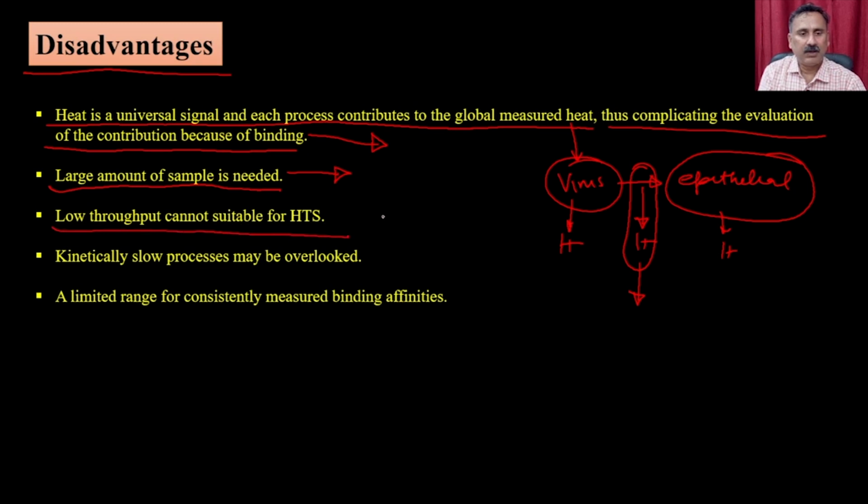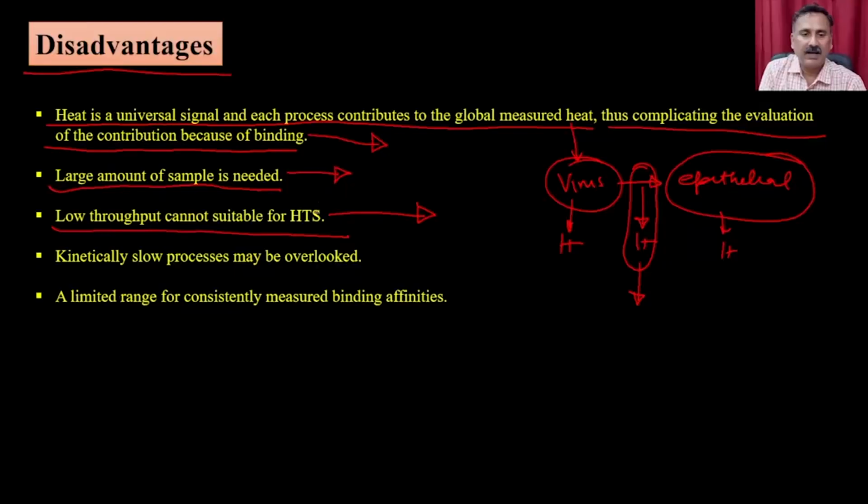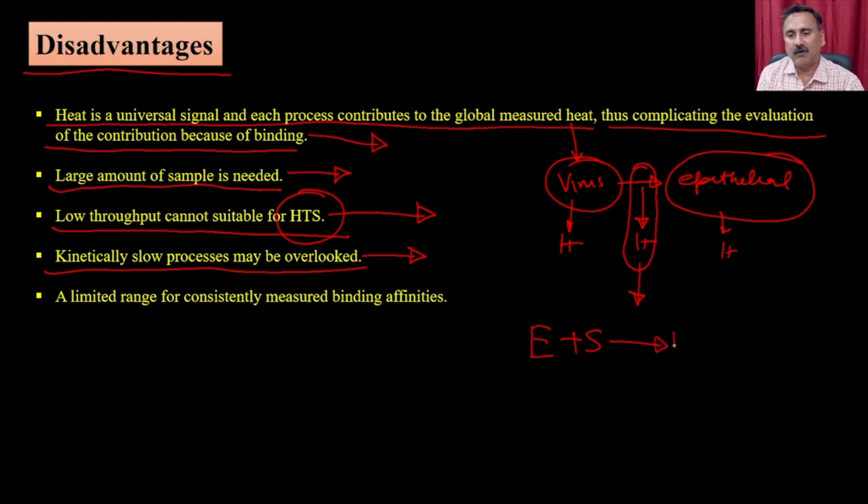Low throughput: it is not suitable for screening. This kind of measurement cannot be done for multiple ligands, because for each ligand you are supposed to prepare the enzyme in the reaction vessel and so on, so it cannot be done in a screening mode. Another disadvantage is that kinetically slow processes may be overlooked. Sometimes you have enzyme-substrate interactions, but the kinetics is very slow, so it requires, for example, 1 hour or 10 minutes to bind, and only then does it form the complex, right? These kinds of reactions are going to be problematic.